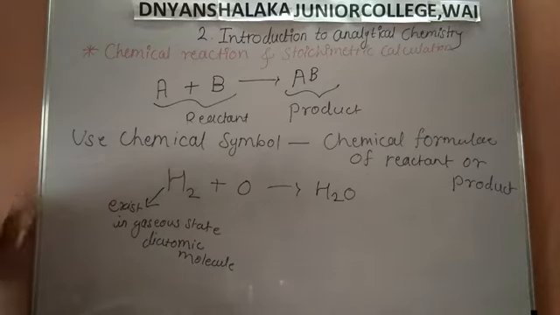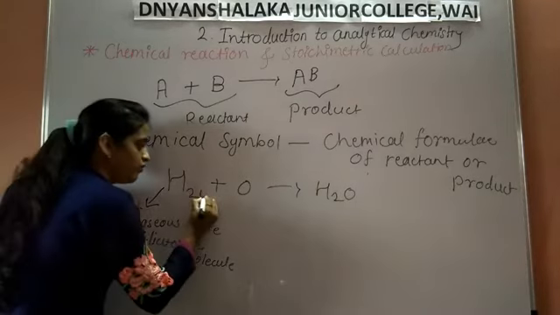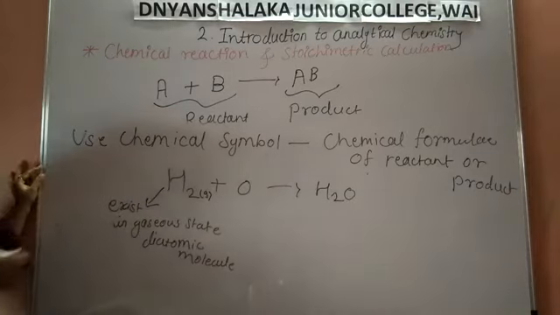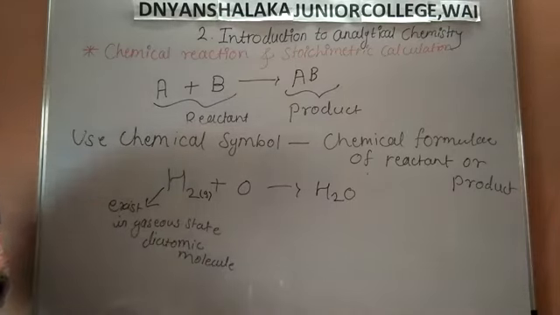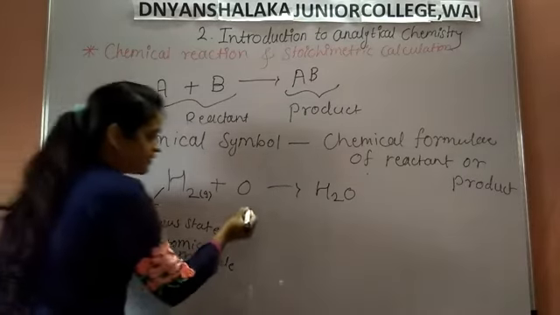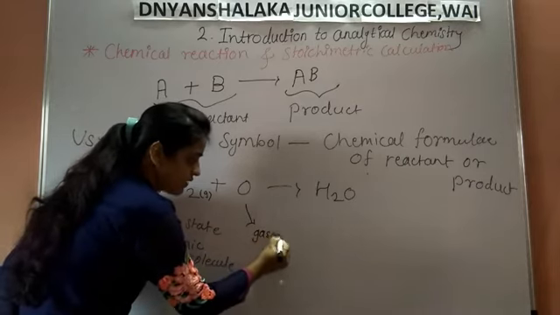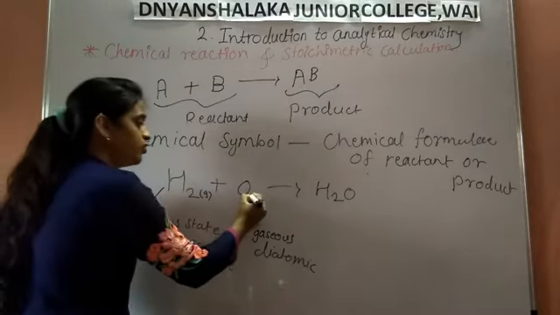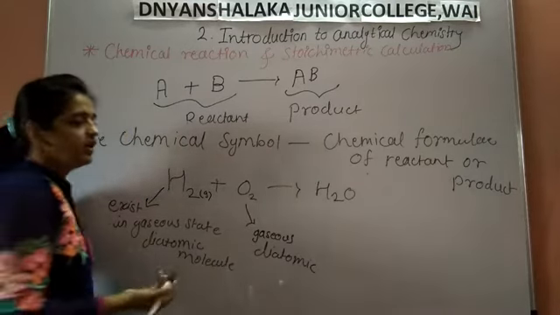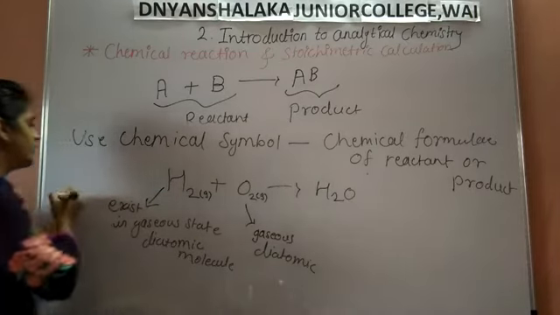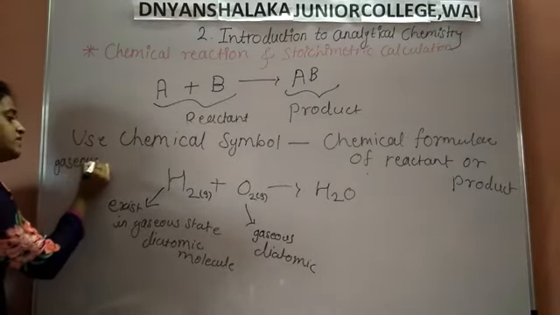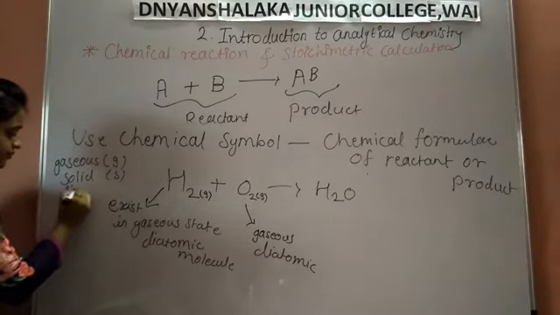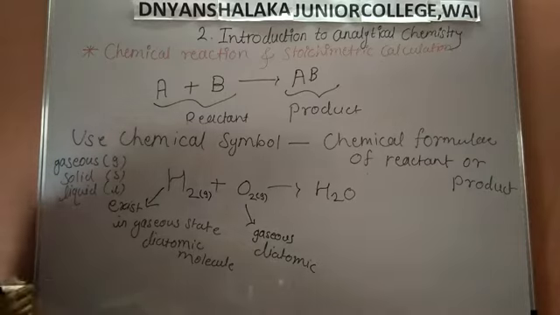So we use a suffix at the base of the symbol: for hydrogen in the gaseous state, a diatomic molecule, we write (g) at the base. Oxygen is also a gaseous element and a diatomic molecule, so oxygen is O2(g). For a gaseous molecule we use the suffix g, for a solid we use s, and for a liquid we use l.